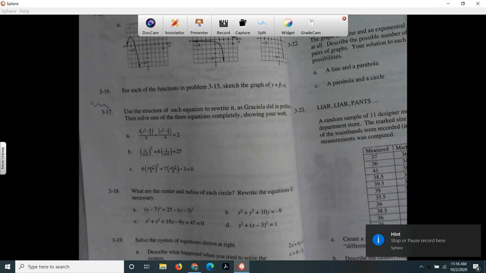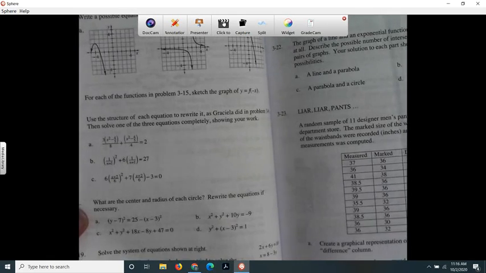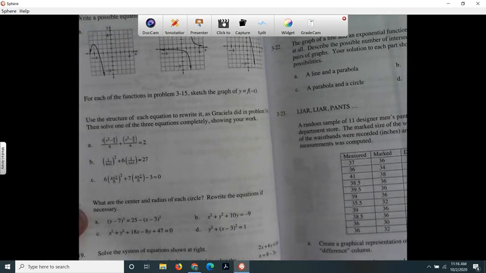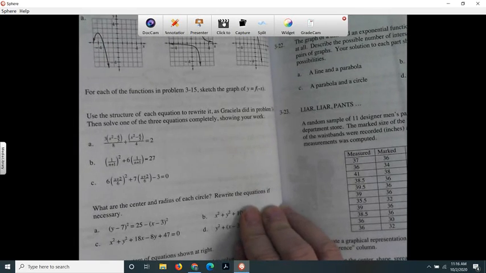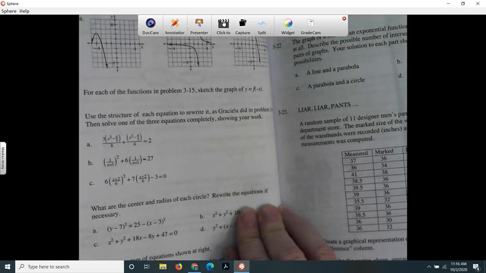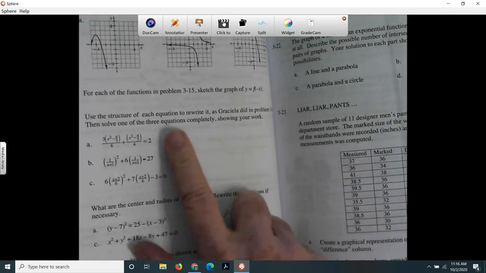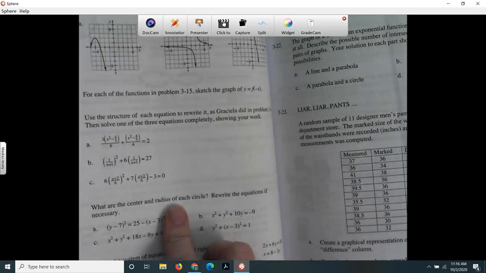It's problem 3-17. It says use the structure of each equation to rewrite it as Graciela did in problem 3-6. Then solve one of the 3 equations completely showing your work. So I'm going to solve all of them showing my work, but you only need to solve one. So I wrote them down on a separate paper. Here's letter A.